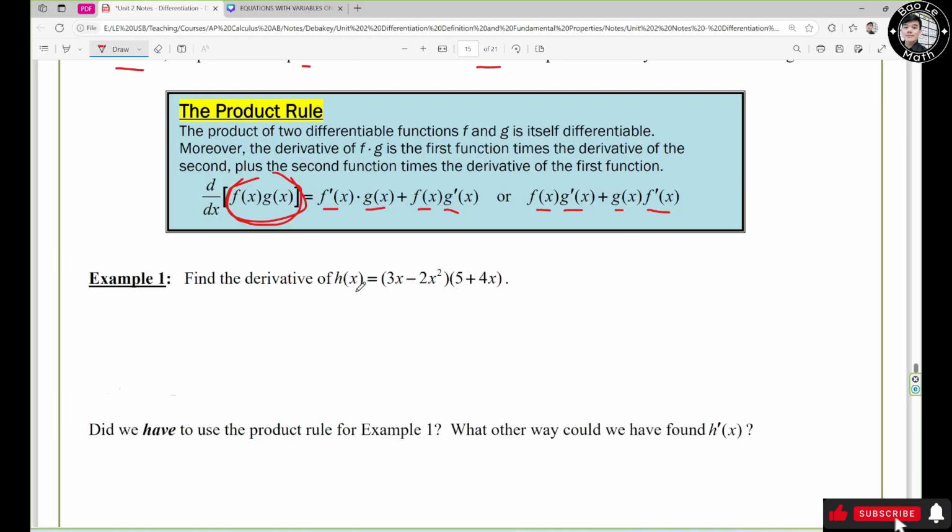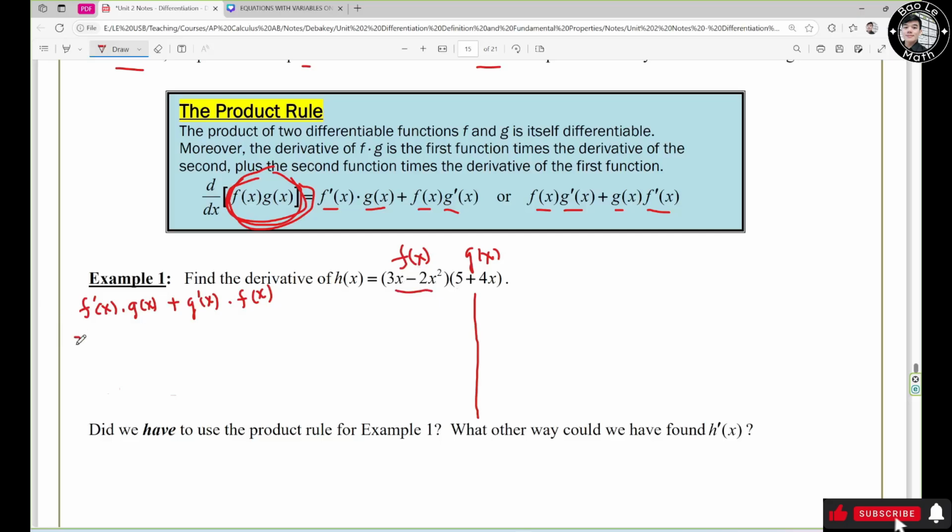Find the derivative of h of s equals 3s minus 2s squared times 5 plus 4s. So this one I call f of s, and I call this one g of s. I have two different ways to do this one. The first way, I'm going to apply the formula right here. So it turns out to be f prime of s times g of s plus g prime of s times f of s.